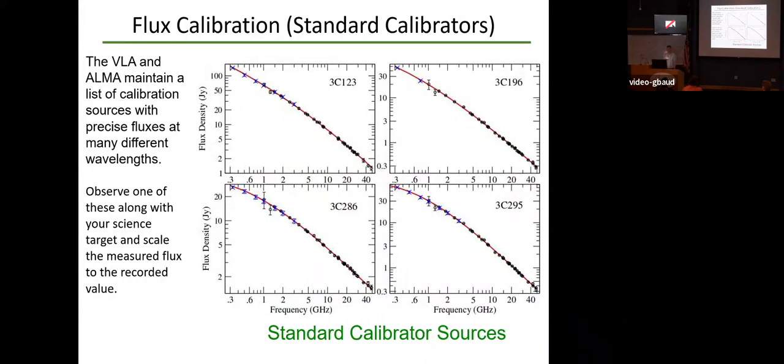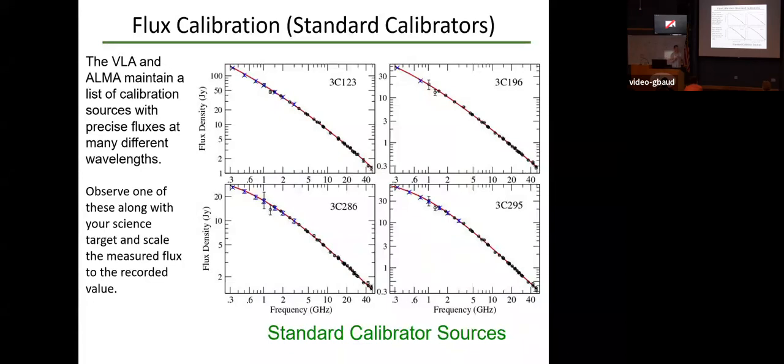But here's a standard calibration plot from Rick Perley at the VLA. And the VLA and ALMA maintain lists of excellent calibration sources with very precise fluxes across our frequency range, essentially. So I would say it's really good practice to observe one of these quasars. Usually you'll do a pointing, peak, and focus on one of these quasars at the start of your run to make sure everything's going well, but you might also want to do an on-off or something on one of these objects.